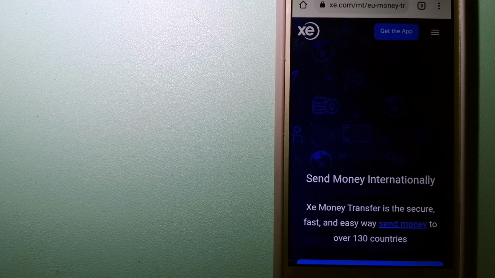Money transfer companies and governments change the rules all the time. So if one of these services is not available anymore, or if you know another reliable way to send money abroad, make sure to leave your comments and let the rest of us know.